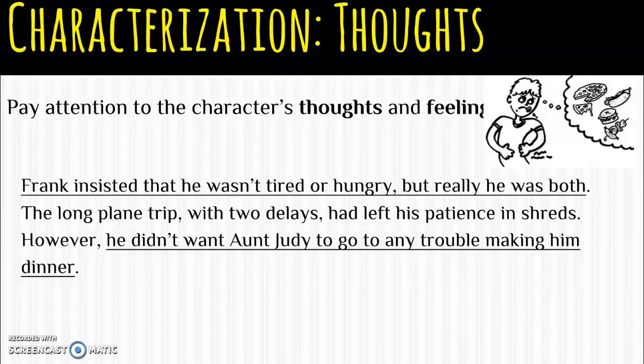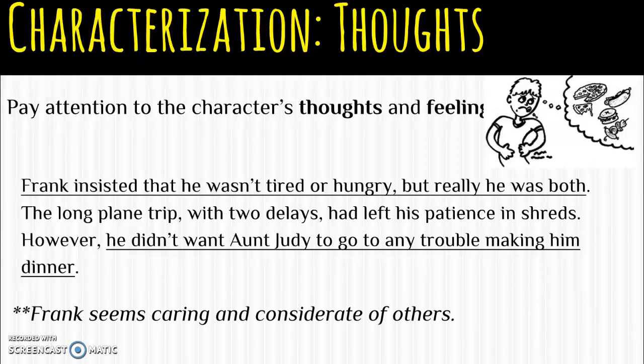The next type of indirect characterization is through a character's thoughts. So I want you to pay attention to the character's thoughts or feelings in this next passage. Frank insisted that he wasn't tired or hungry, but really he was both. The long plane trip with 2 delays had left his patience in shreds. However, he didn't want Aunt Judy to go through any trouble making him dinner. So in this example, Frank shows through his thoughts that he seems pretty caring and considerate of others, because even though he's really hungry, he's not voicing his thoughts to Aunt Judy. So it's showing that he's caring and considerate.